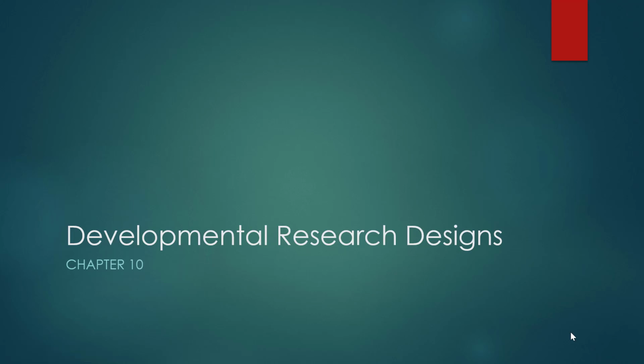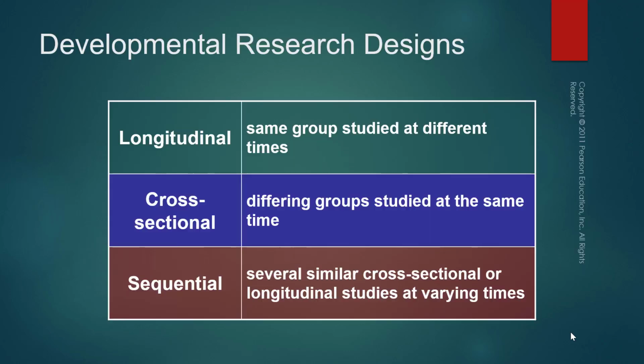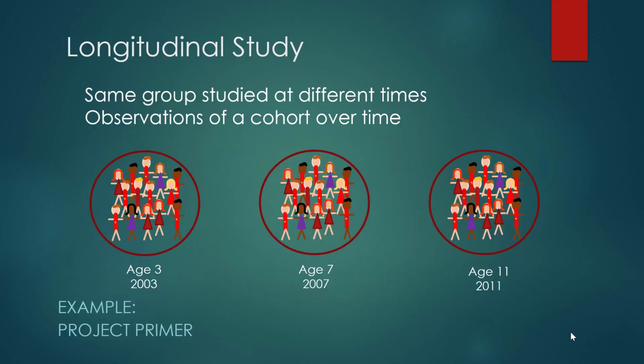So in this video, we're still in chapter 10, but we're talking about developmental research designs. So designs that are typically used in developmental research. This table here shows you the three main types that we're going to talk about: longitudinal, cross-sectional, and sequential. We're going to come back and talk about each of these definitions on individual slides, but I just wanted to show you this is a nice place to come and compare and contrast the different studies.